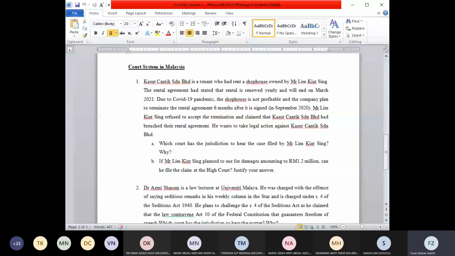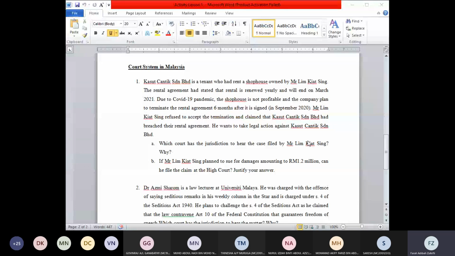Okay. Anyone else? Yeah. Ma'am. One by one. I disagree with the statement that yes, he can claim 1.2 million at High Court, because the High Court does not hear civil cases related to landlord and tenant exceeding 1 million ringgit Malaysia. So your answer would be B, still Sessions Court. No. The question says can he claim at High Court for 1.2 million, right? So my answer is no. He cannot claim 1.2 million.